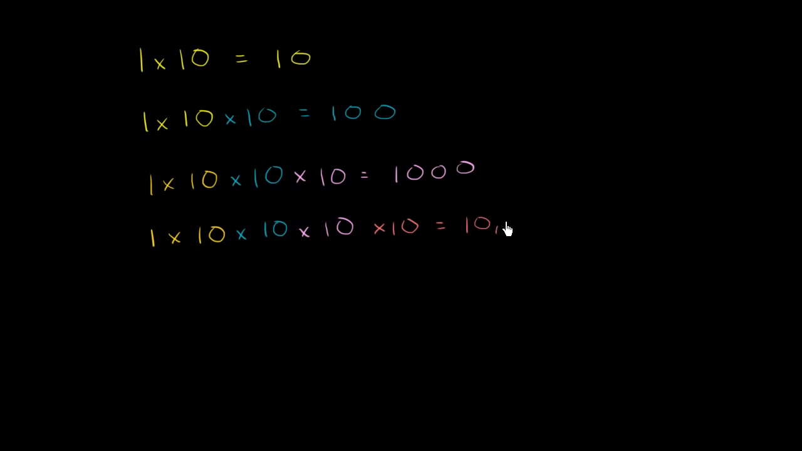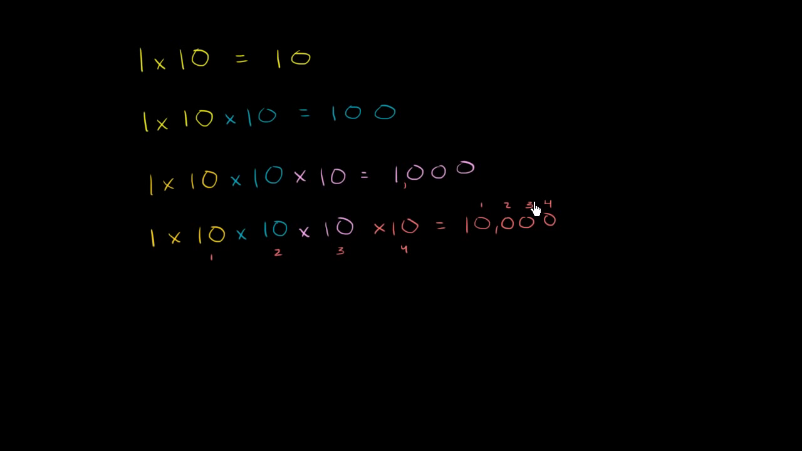So let me write that, 10,000. So once again, we started with a 1. We multiplied by 10 4 times, and we got 10,000. 1 followed by 1, 2, 3, 4 zeros. Let me make that clear. We start with the 1. We multiplied by 10, 1, 2, 3, 4 times. And our product is 1 followed by 1, 2, 3, 4 zeros.